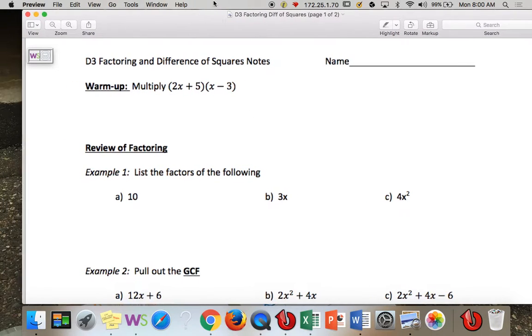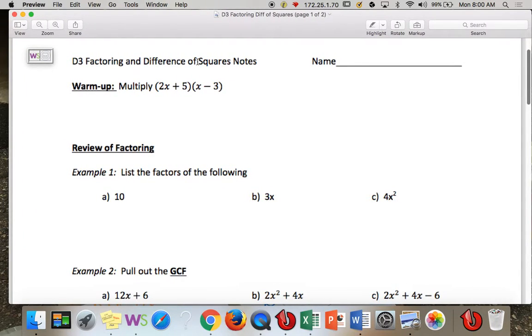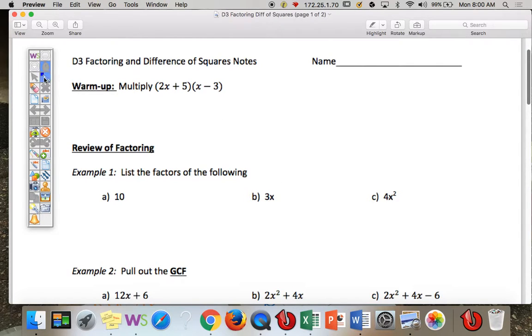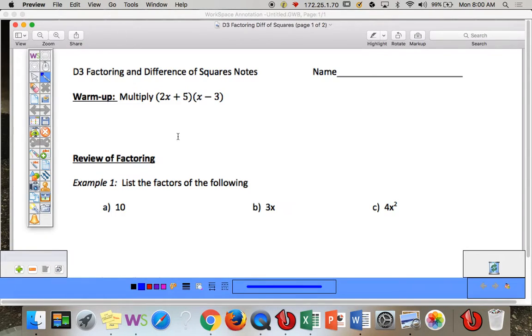Let's start with the warm-up. We're going to multiply the two binomials 2x plus 5 times x minus 3. So there's two ways that we learned how to do this. We could FOIL or we could use a rectangle. So I'll show the area of this by using a rectangle.